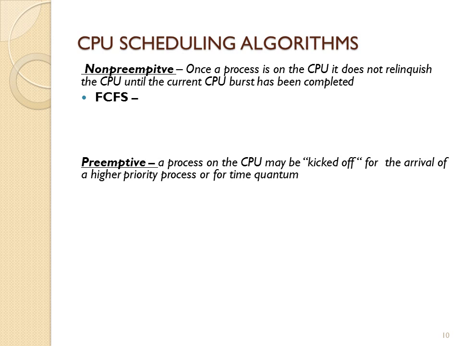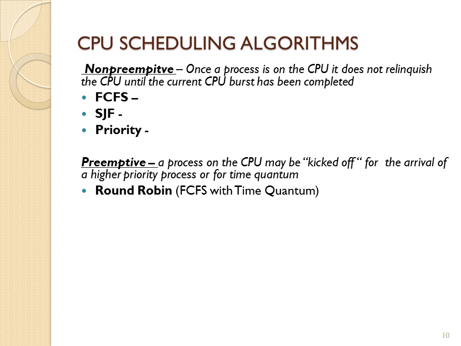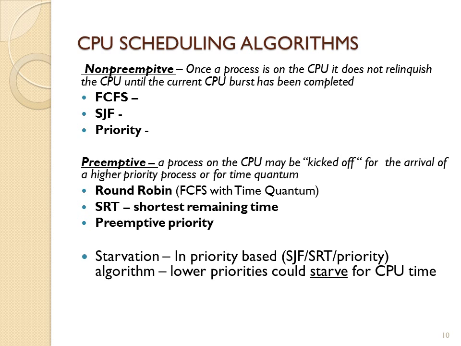The non-preemptive algorithms are first come, first serve, shortest job first, and priority. And the preemptive algorithms are round robin, which is the same as first come, first serve, only with a time quantum, and it only allows each process to get a certain amount of time on the CPU; shortest remaining time, which is shortest job first with preemption; and preemptive priority, which is priority based. So basically, the operating system CPU scheduler will use these algorithms to queue the processes in order based on whichever algorithm is being implemented in the system.